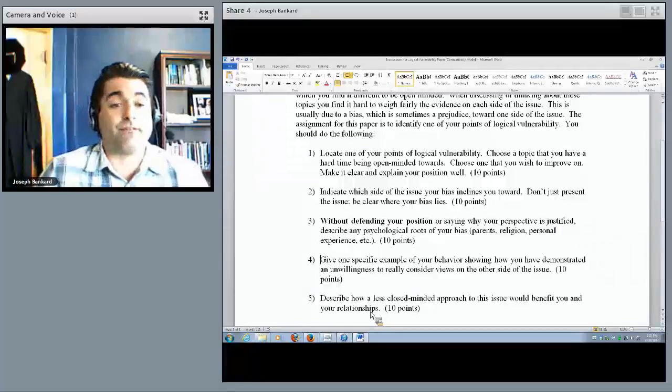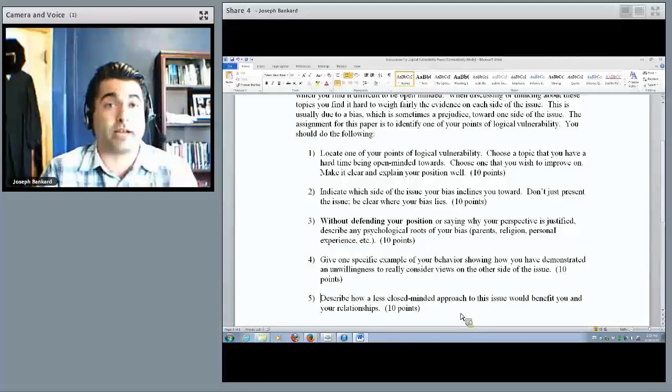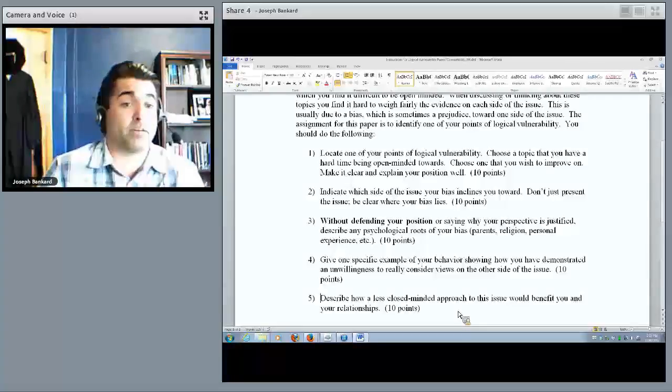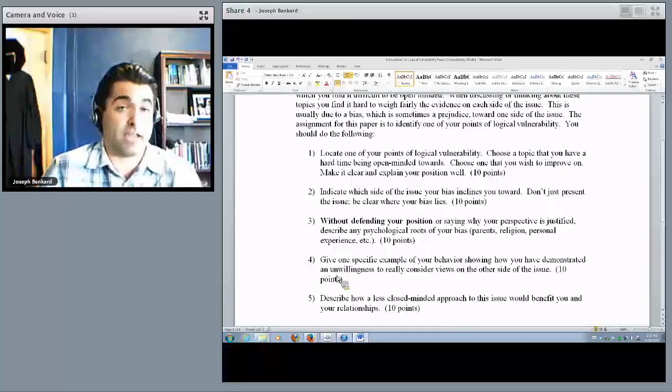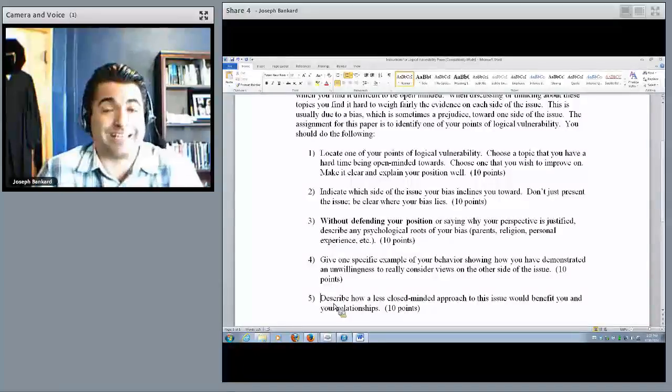And then 5, describe how a less closed-minded approach might help you. So what if you were more open-minded here? How might it benefit you? How might it have changed that example in number 4? How might it have led to a better interaction, better behavior? So the value of being less closed-minded in this particular instance. How might it help you?